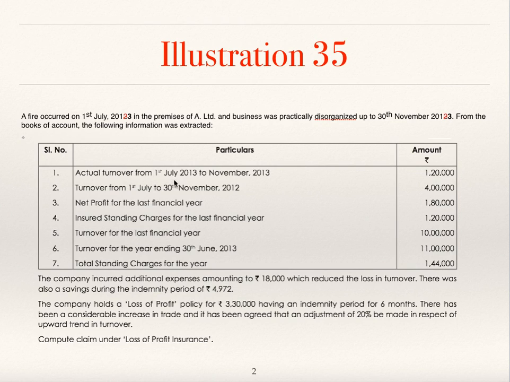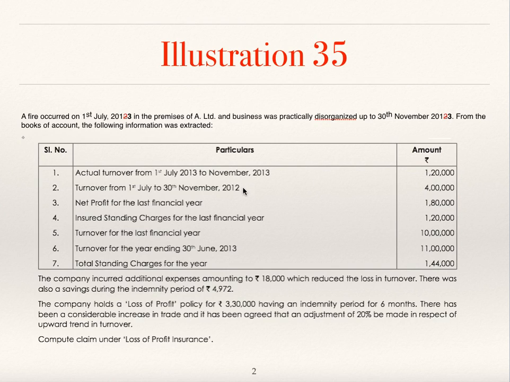Actual turnover from 1st July 13 to November 13. 1st July 13 is the date of fire. So turnover from 1st July 13 to November 13 is 1,20,000. This is turnover during dislocation period: July, August, September, October and November. Turnover from 1st July to 30th November 2012, you can call this turnover as standard turnover. Standard turnover is 4 lakhs.